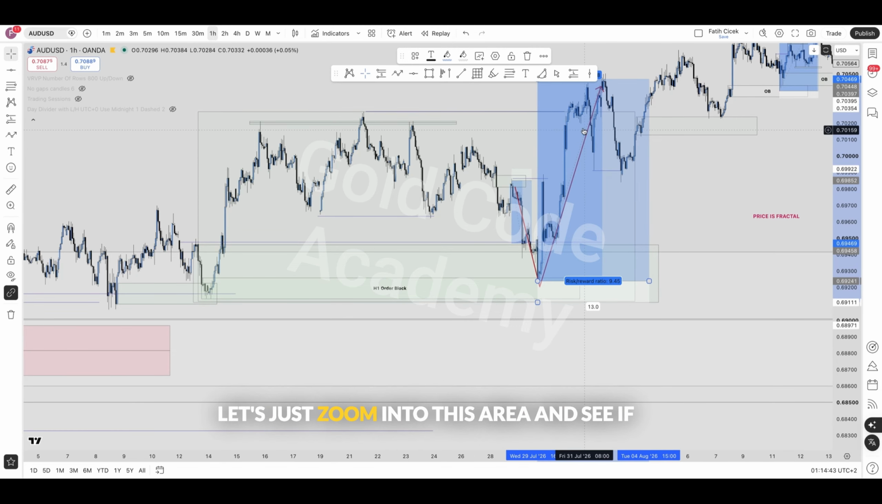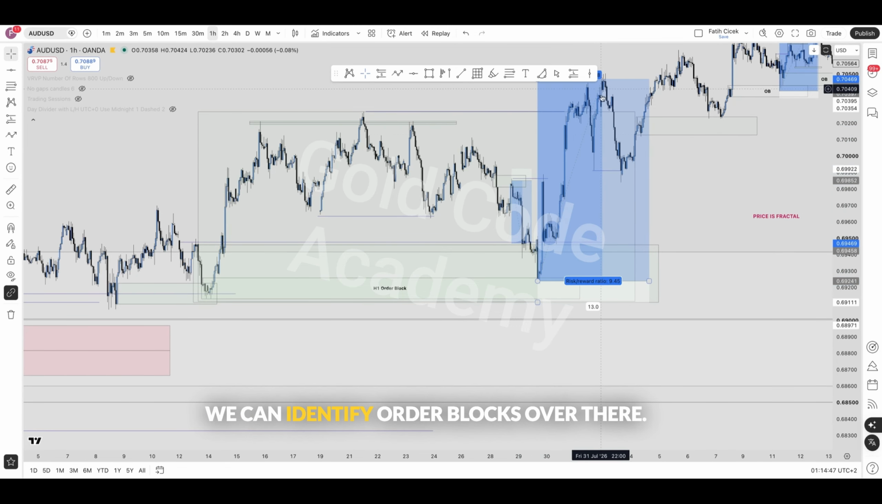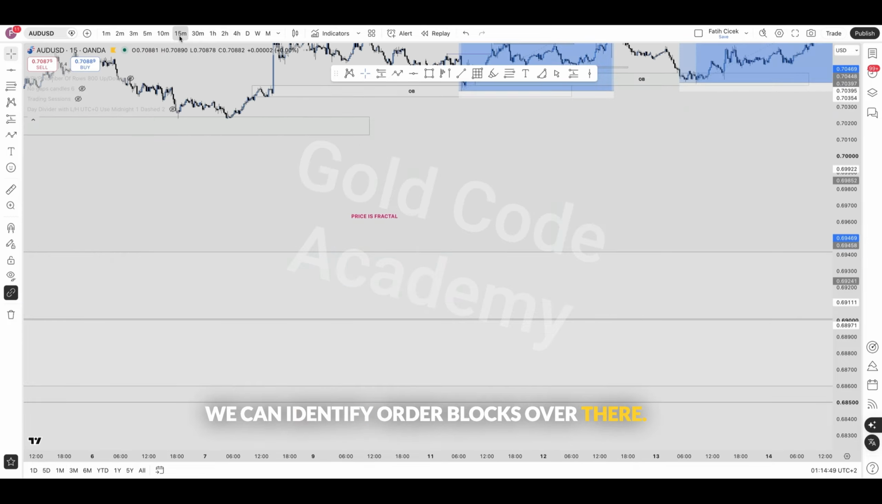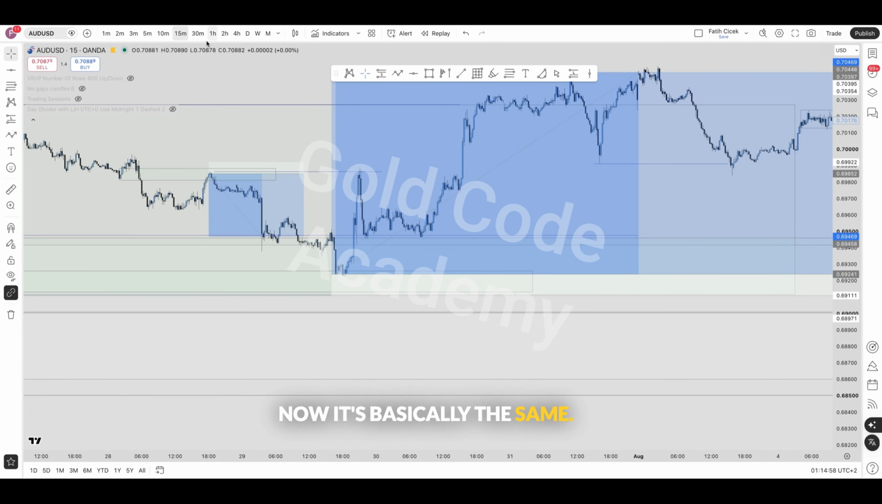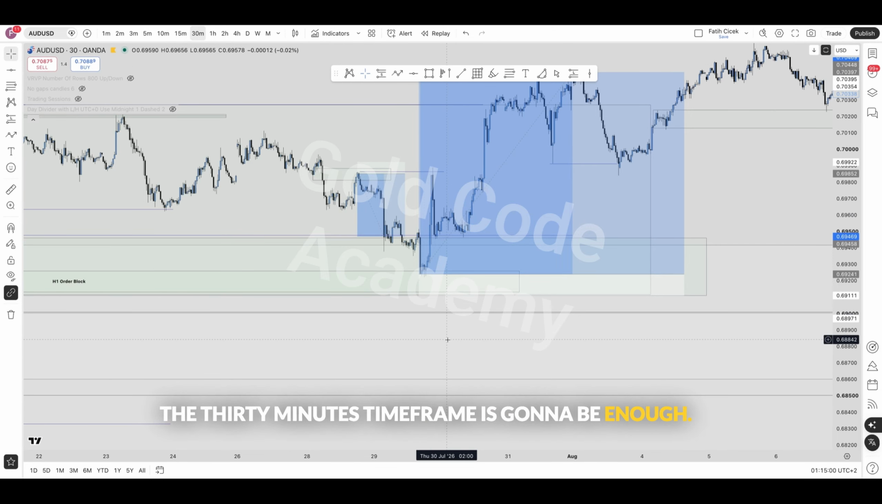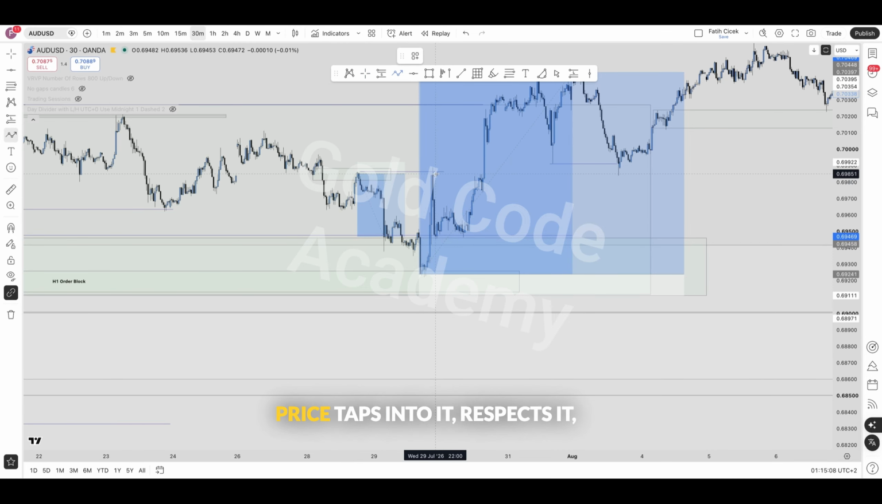Let's just zoom into this area and see if we can identify order blocks over there. So let's just go down to the 15 minutes time frame. Now it's basically the same. The 30 minutes time frame is going to be enough. Order block being validated by these candles over here, that this is indeed our next order block. Price taps into it, respects it, and then moves to the upside.